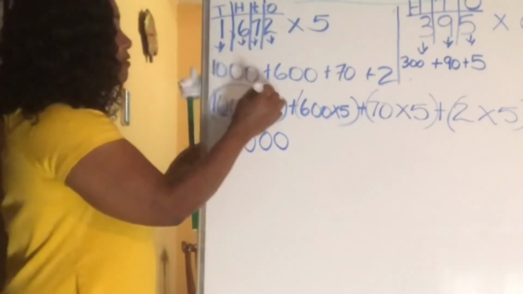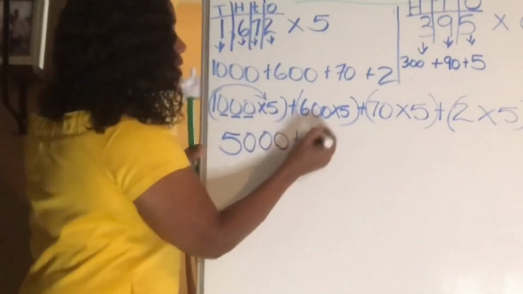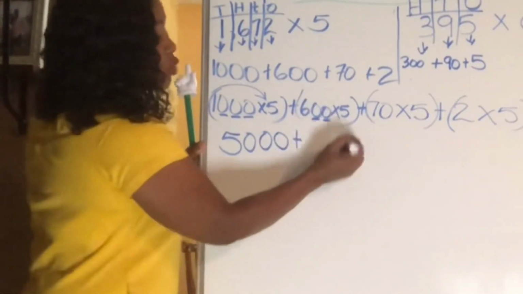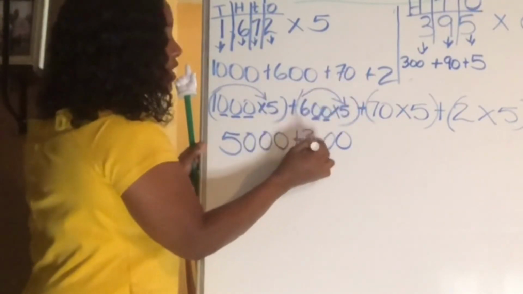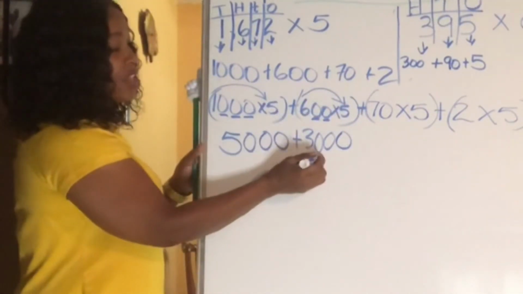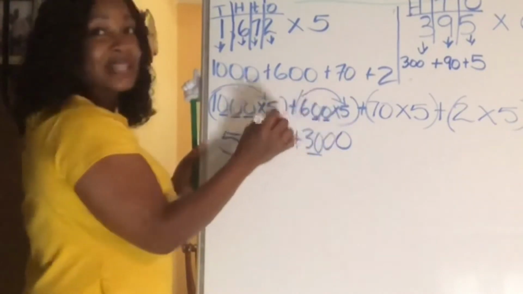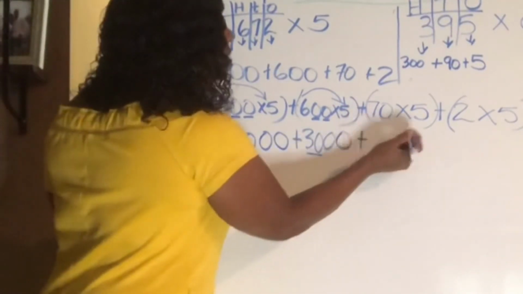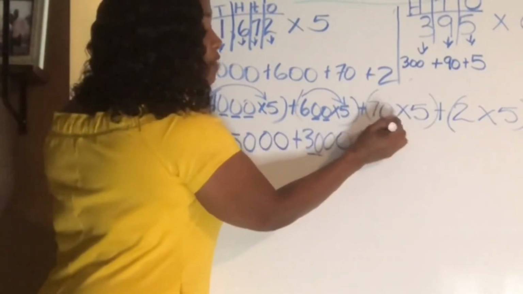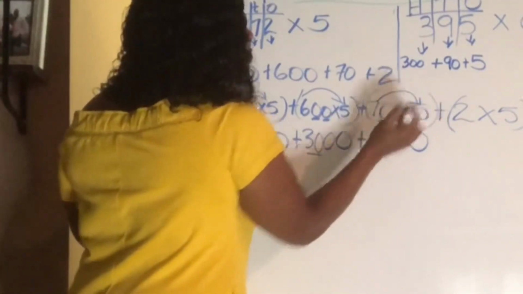And then 5 times 1 is 5. Plus, this has 2 zeros. So I'm writing those down. And then 6 times 5 is 30. Now we end up with 3 zeros over here because when we multiply 6 times 5, it becomes 30. Plus 70 times 5, we have 10. I write it down. Then 7 times 5.